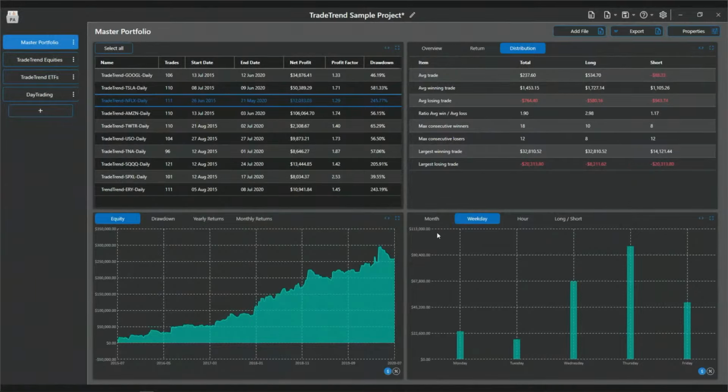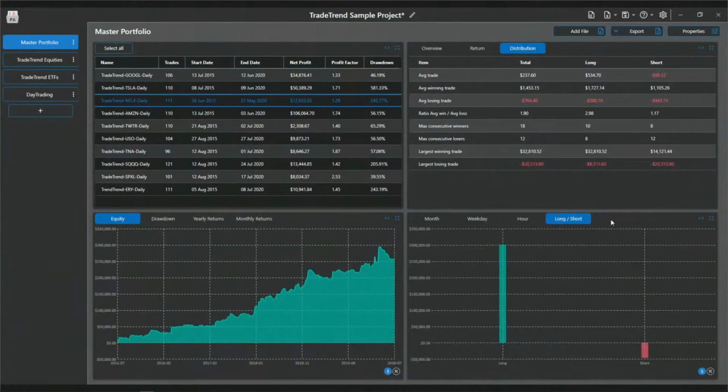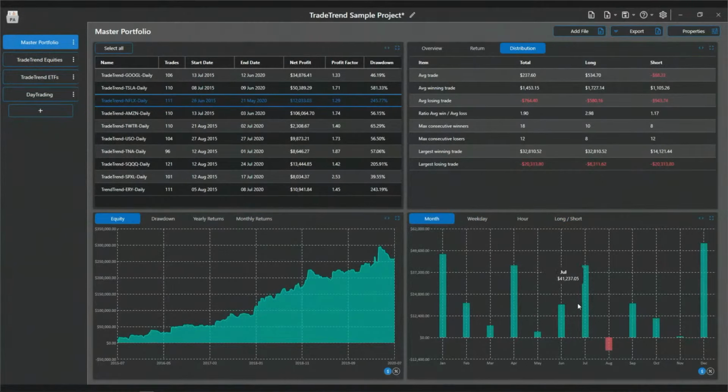This quadrant here will show you the seasonality of your portfolio. For example, what you can see here is that on Monday and Tuesday, the profits by this portfolio have been moderate, whereas on Wednesday and Thursday, they've been much larger than the first two days. On Friday, a little bit less. If it was a day trading strategy, you could also see the seasonality by the hour of the day. And we also have a distribution by longs and shorts, or by the time of the year in terms of the month.